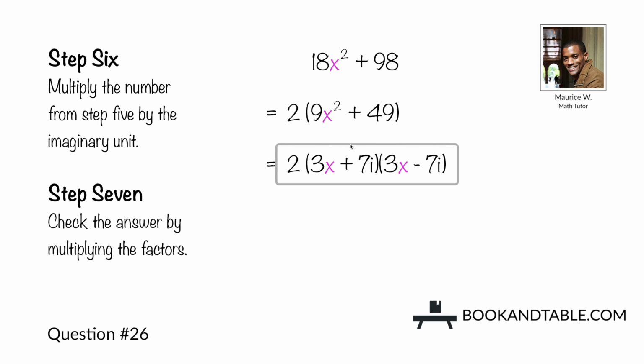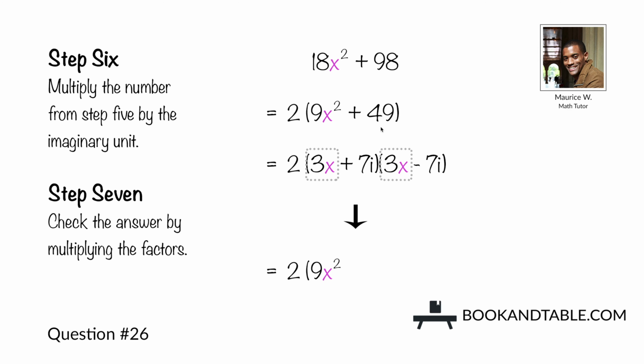In the last step, we can check the answer by multiplying the factors. The final polynomial that we get must match the original polynomial, 18x squared plus 98. When we multiply the factors, we get 3x times 3x, which is 9x squared. 3x times negative 7i is negative 21xi. 7i times 3x is positive 21xi, which cancels out negative 21xi.